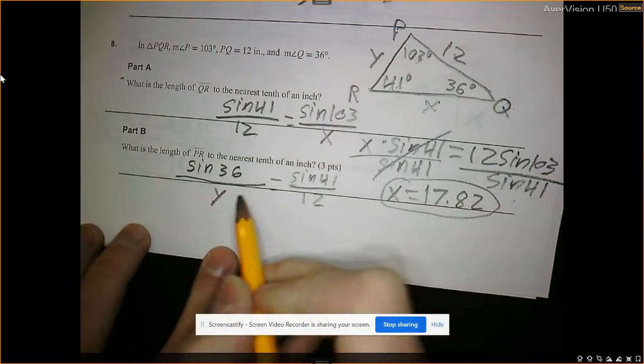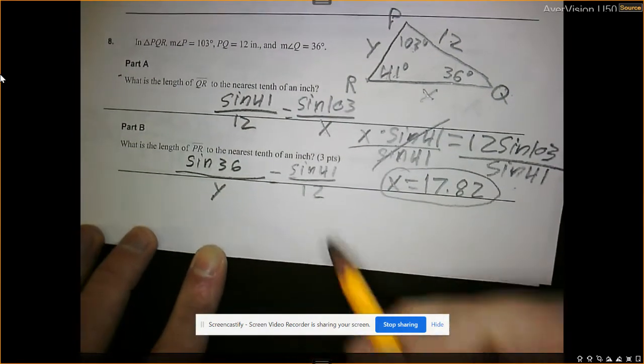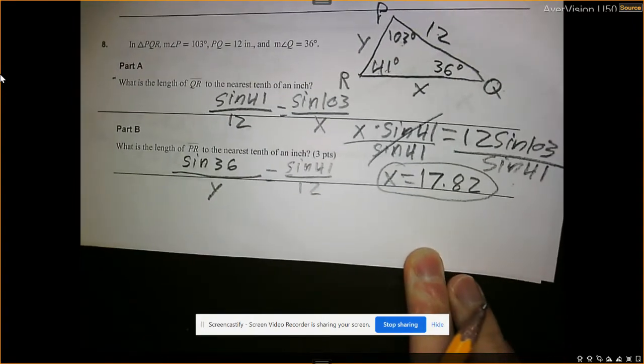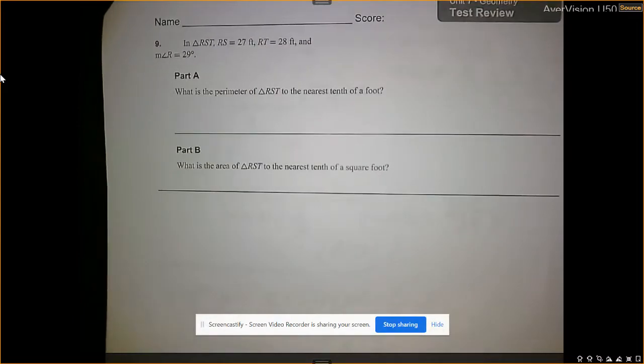No, I didn't solve it out on my answer key either, but the answer key will be posted on Google Classroom for you. All right, moving on to number 9, which is the last one here.